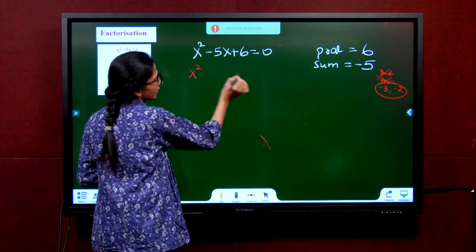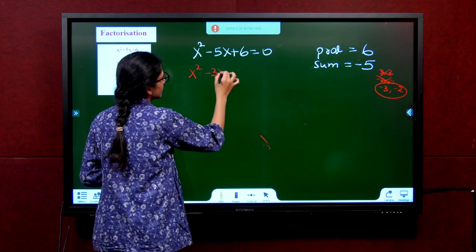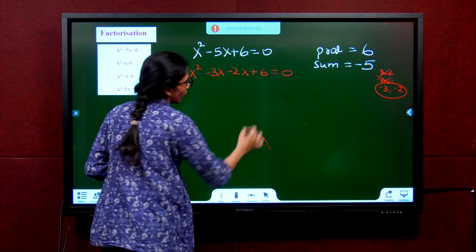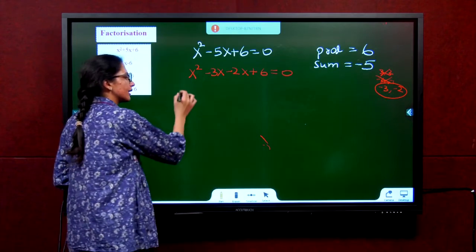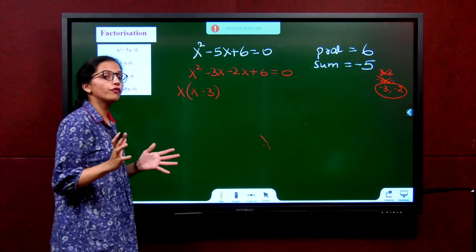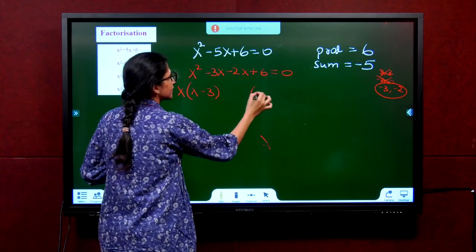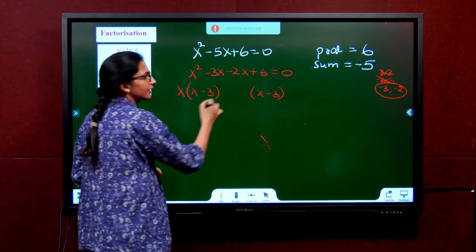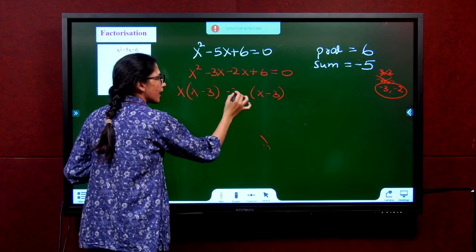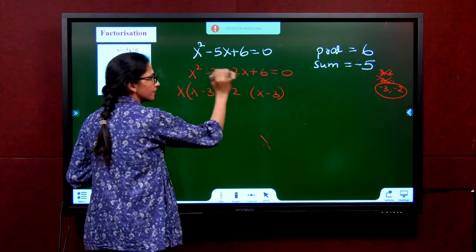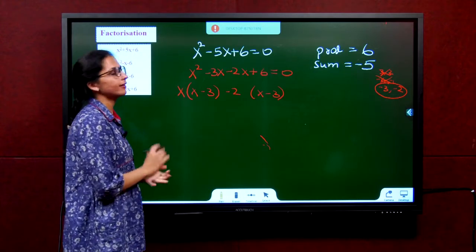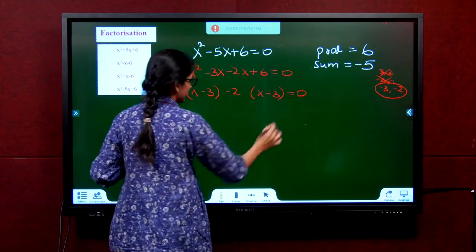So x², first minus 3x, minus 2x plus 6 is 0. From the first 2 terms, take common. x is common, so you're left with x minus 3. You know for sure you have to get x minus 3 here. So what should I put here so I get minus 2x? Minus 2 into x, minus 2x; minus 2 into minus 3 is plus 6. Satisfied? Yes. So we have no problem there.